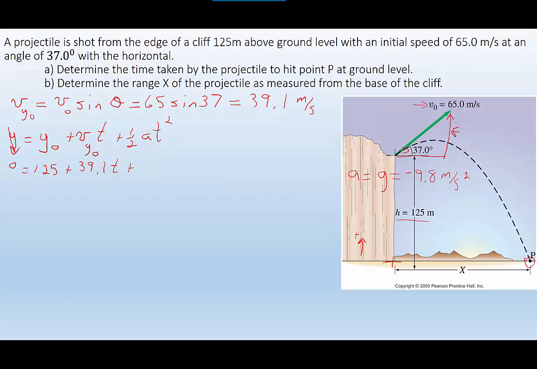Remember that a is 9.8, and it's going to be a negative 9.8 because it's going downwards. So it would really be minus 9.8 over 2 t squared. If we rearrange this equation to solve for t, keeping in mind that this is a quadratic, so we're going to use the quadratic equation, which is that t is equal to a negative b, so a negative 39.1 plus or minus the square root of b squared minus 4 times a times c, all over 2a.